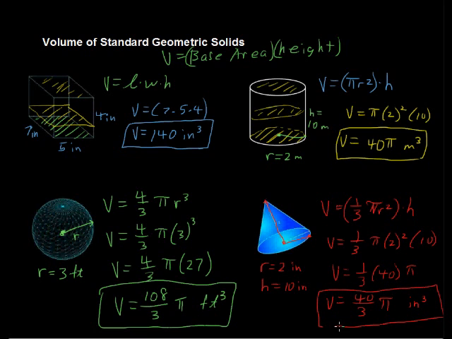So those are some examples for the rectangular prism, or known as a box, a cylinder, a sphere, and a cone.